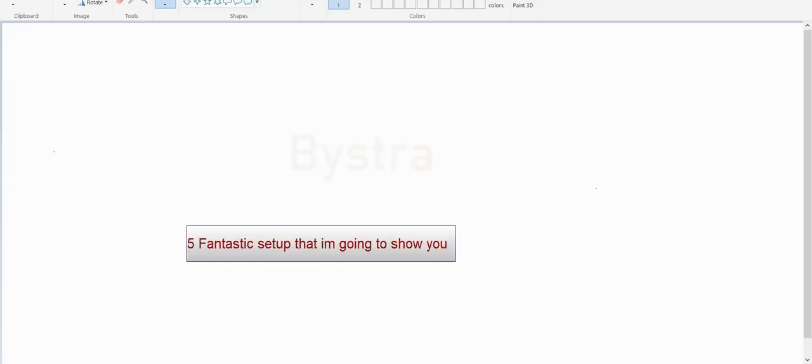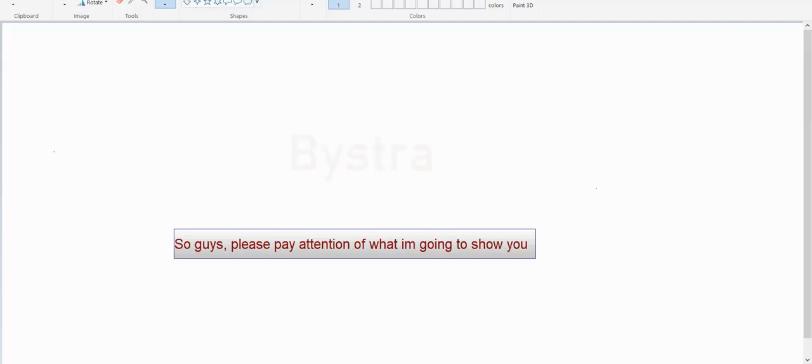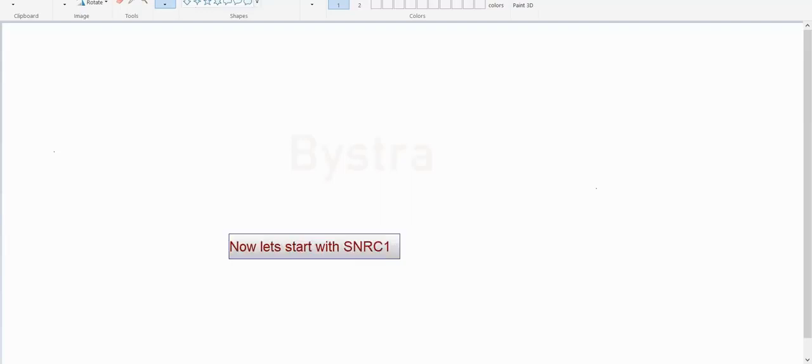All right, so these are the five fantastic setups that I'm going to show you: SNRC1, SNRC2, QM reversal, QM continuation, and QM manipulation. Okay, so guys, please pay attention to what I'm going to show you. Now let's start with SNRC1.